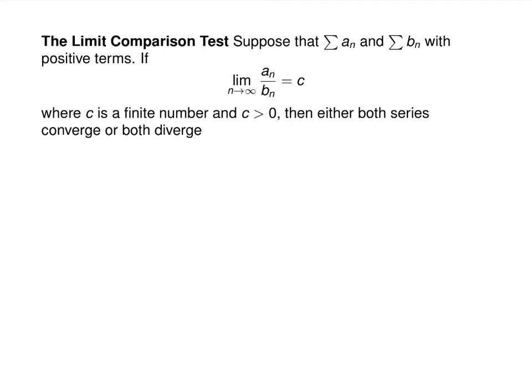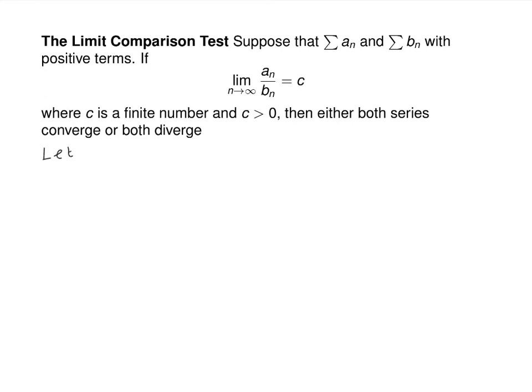So here's what that limit comparison test says. It says, suppose that you have two series, once again with positive terms. If the limit of the ratio of those terms goes to some value c, where c is a finite positive number, then either both series converge or both diverge. So this will allow you to compare series even if you cannot use direct comparison. So let's actually establish why this is true, because it's not terribly difficult.